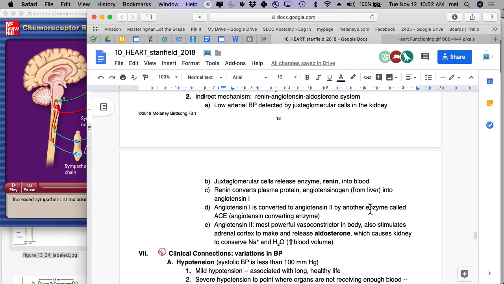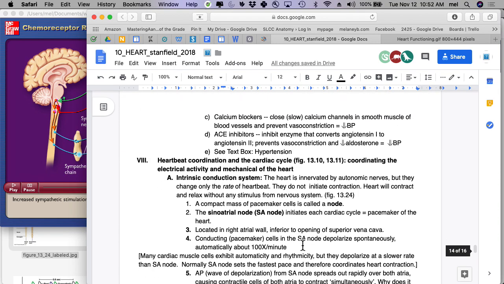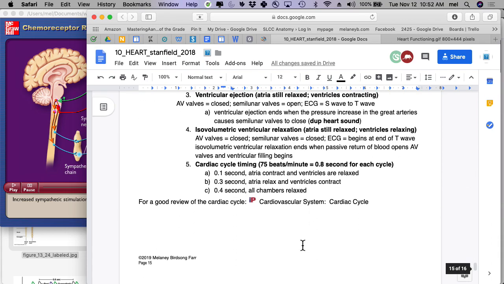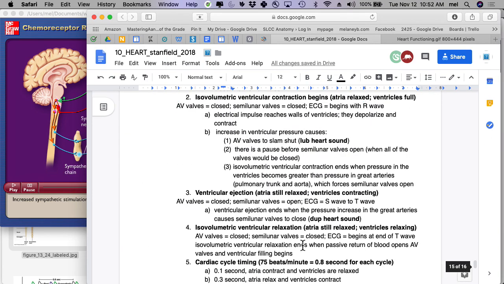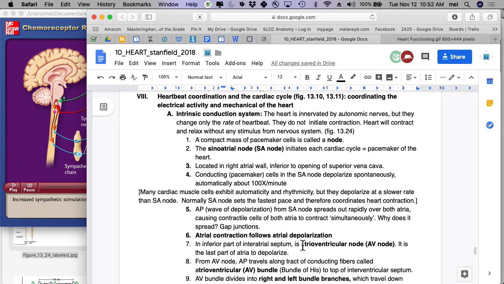Everybody all right with that? Okay, so again, I'll come back to the clinical connections after I do the other stuff. Okay, so the last actual material before we get into the clinical connections is the cardiac cycle.